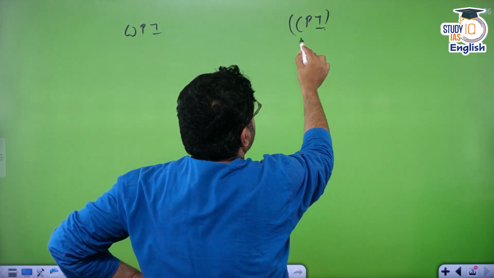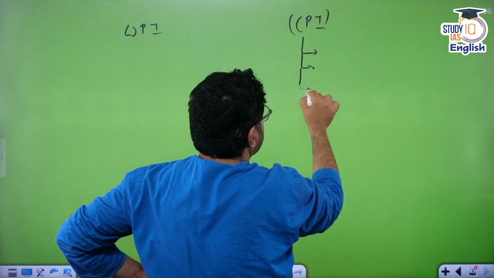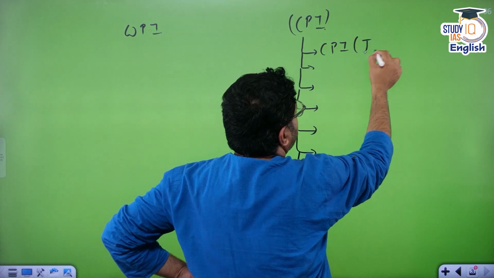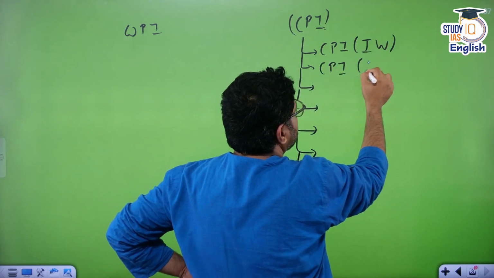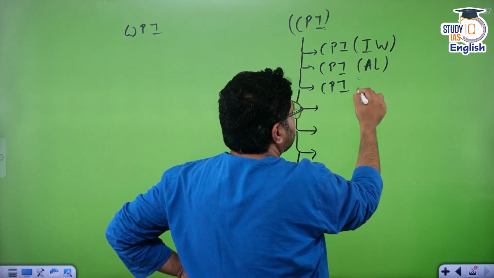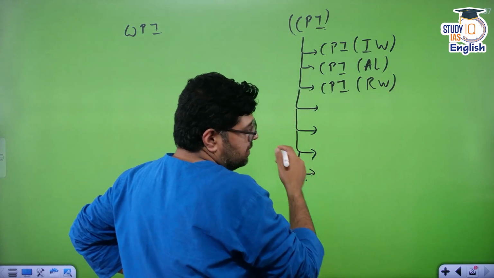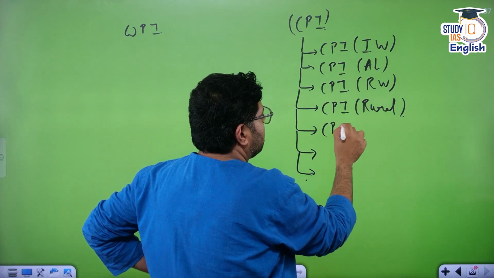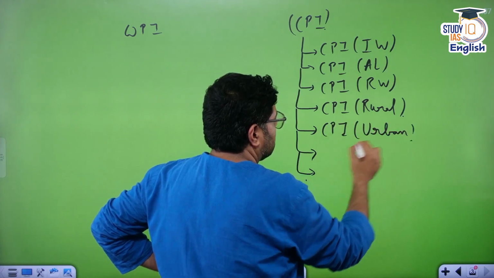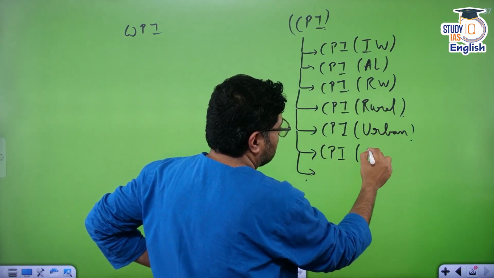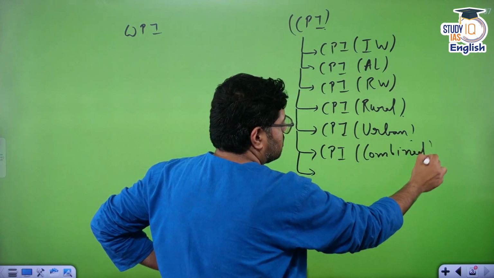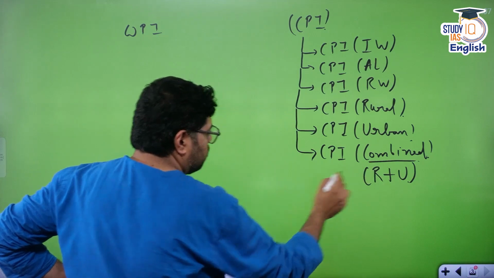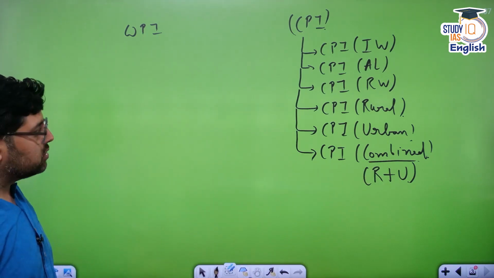If I talk about CPI, there are 6 variants of CPI. Number 1 is CPI industrial worker, number 2 is CPI agricultural labor, and number 3 is CPI rural worker. Similarly, there is CPI rural, CPI urban, and CPI combined. When we say CPI combined, it means rural plus urban. So these are the 6 variants of CPI we have.